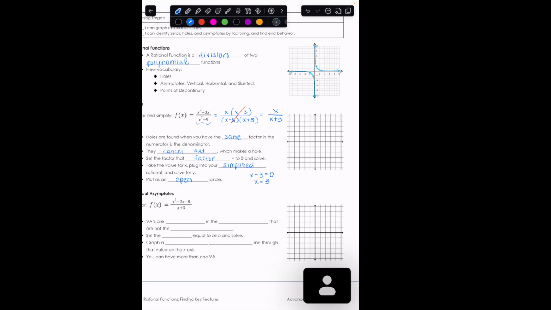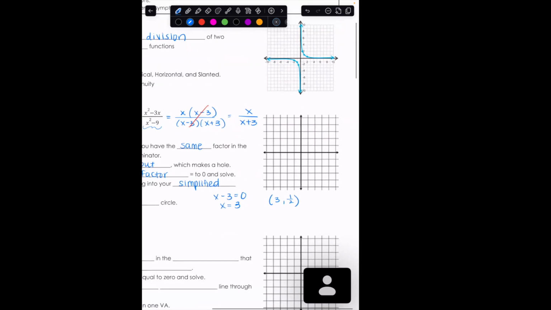Then you're going to plug that back into your simplified rational. So if I plug that back in to what I had left over, I'm going to have 3 divided by 3 plus 3. So 3 plus 3 is 6. So I have 3 over 6, which is 1/2. So my hole here is going to be (3, 1/2). So I know on this graph, 1, 2, 3, 1/2, I'm going to have an open circle right there.